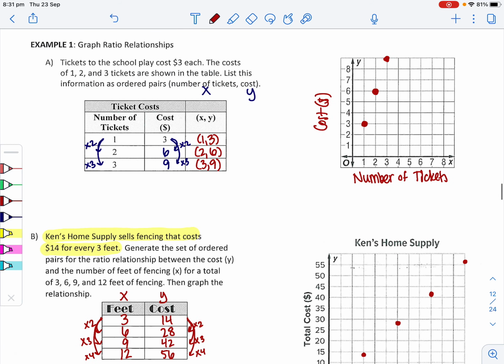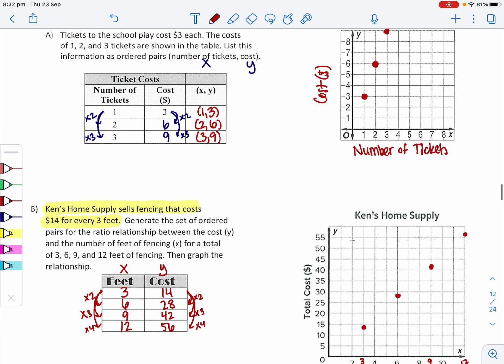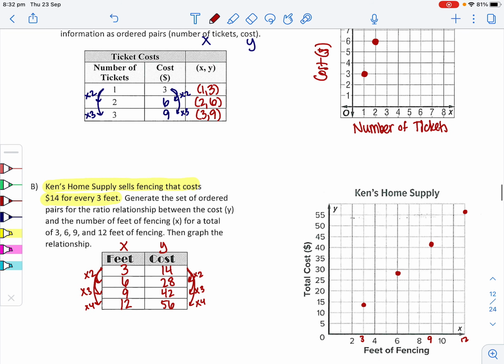In both of these, you should see that the graph is very linear, so it makes a line on the graph because these are equivalent ratios. They follow the same pattern throughout. So in order for your points to be somewhat accurate when the graph is not perfectly made for them, they should form a line while you are working.